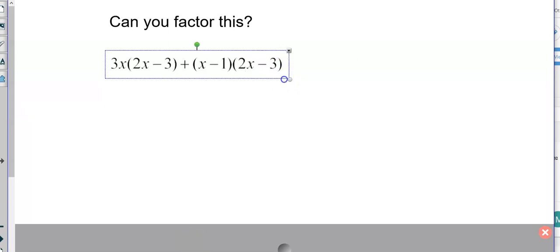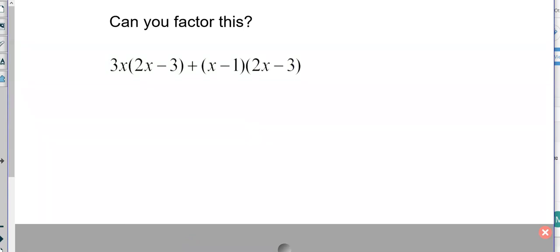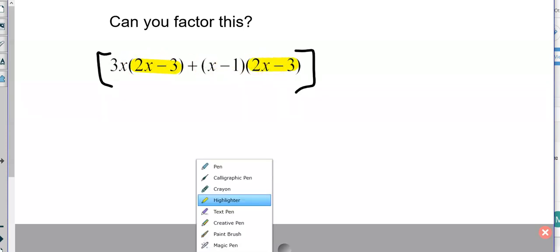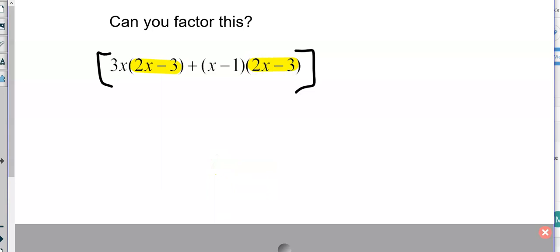Try this one. I don't know if you see it, but it'd be a tough problem to actually do. You have to distribute, FOIL, combine like terms, eventually factor it. You could do it, but it'd be a lot of work. I see a shortcut. The first thing that popped out to me is the idea of a GCF. Both terms seem to have the same 2x minus 3. I remember we talked about always take out the GCF if you can. So I'm going to take out the 2x minus 3 and put that on the outside.